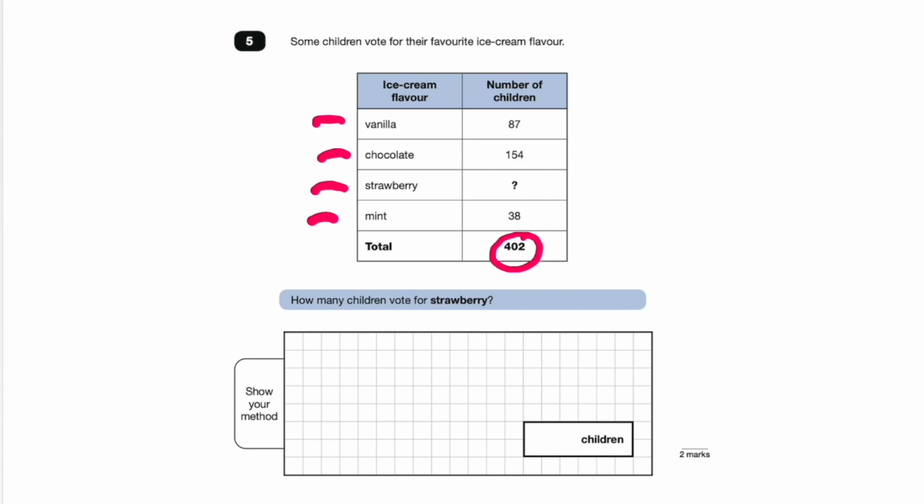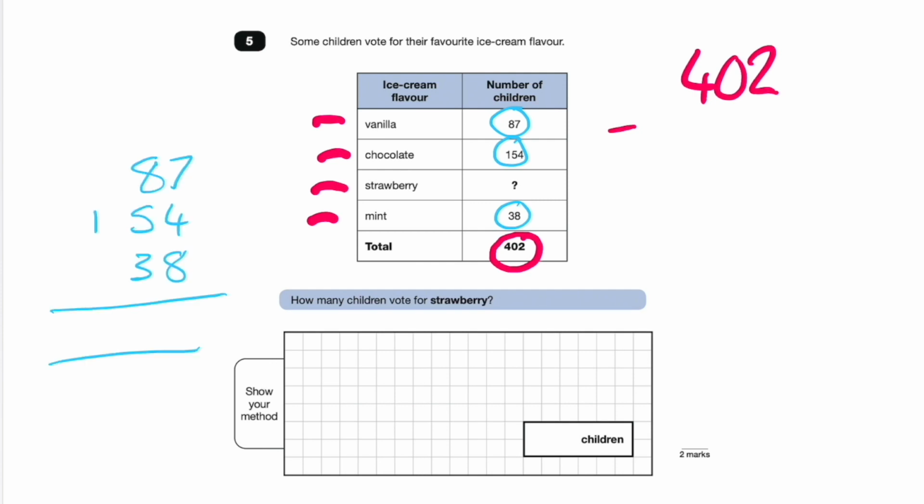So if we have the total of 402, what we could do is subtract the sum of everything else. So let's do that first. We're going to add up our 87, our 154, and our 38. So I'm going to do that over here. 7 plus 4 is 11, plus my 8 is 19. 8 plus 5 is 13, plus my 3 is 16, plus my 1 is 17. And then 1 plus my new 1 is 2. So between every other flavour, we had 279 children, but the total was 402.